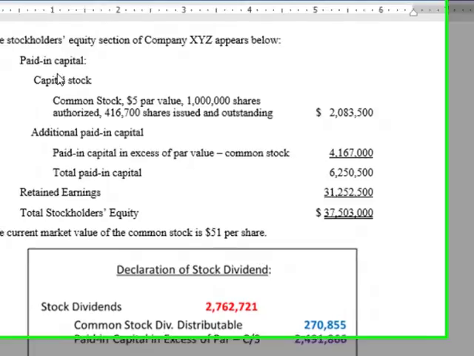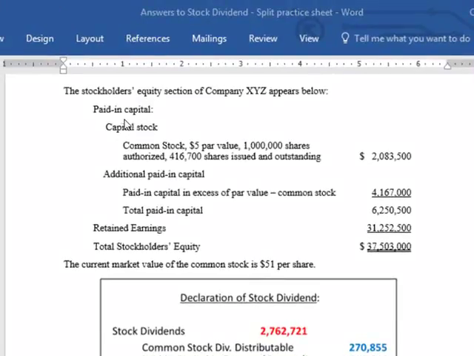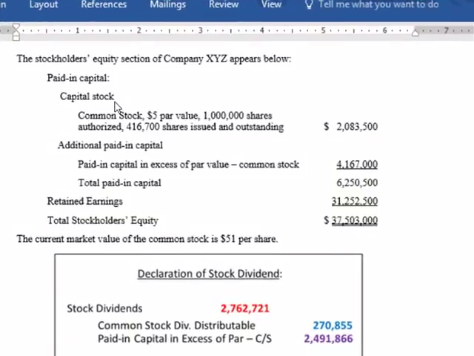Looking up here in the top section, we see this common stock has a $5 par value. There are 1 million shares authorized, meaning the company could sell up to 1 million shares, but they've only sold or issued 416,700 shares. All of those shares are outstanding, meaning this company hasn't bought back any of its own stock, so there's no treasury stock.